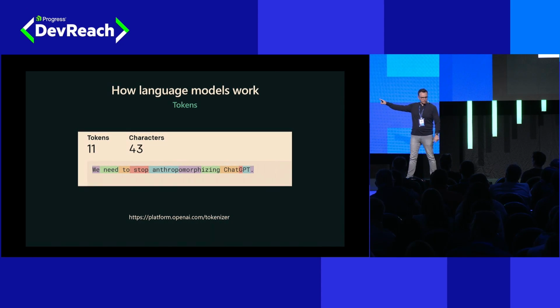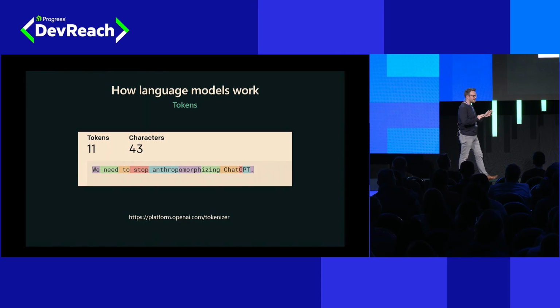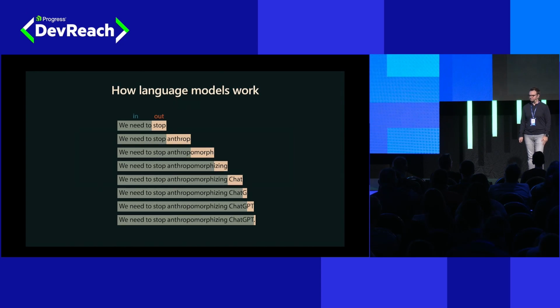There is a website here. We won't go to it for time, if you want to play with this. Platform.openai.com/tokenizer. You can actually see how the OpenAI tokenizer works, put in your own content, and see how it gets cut into tokens to give yourself an idea of this in your context.